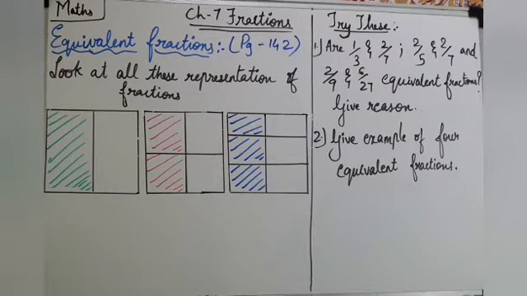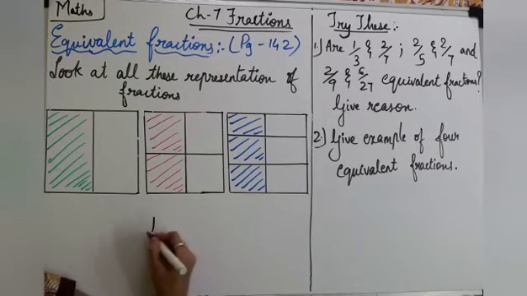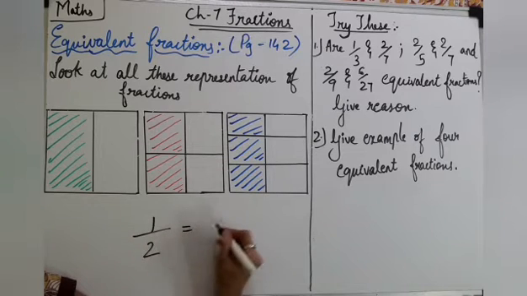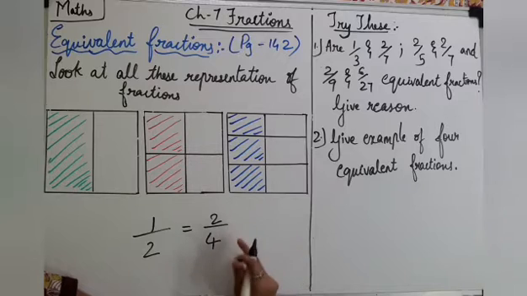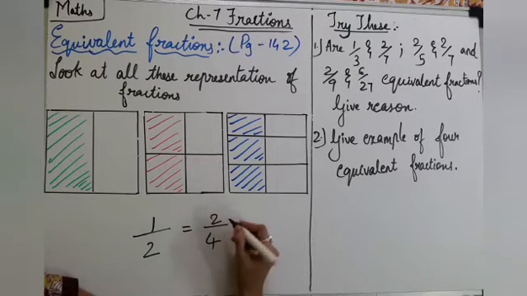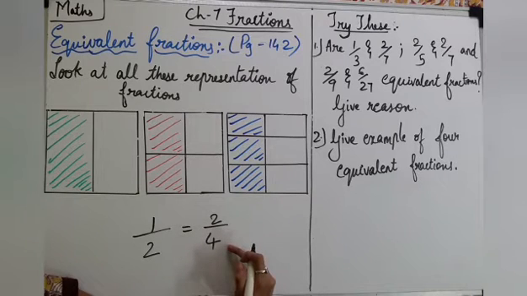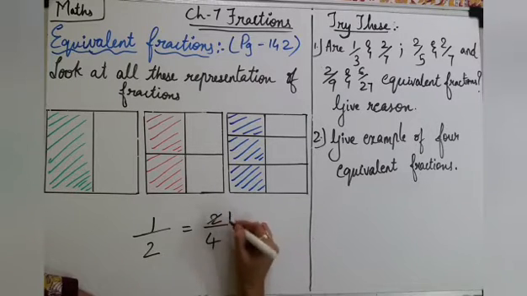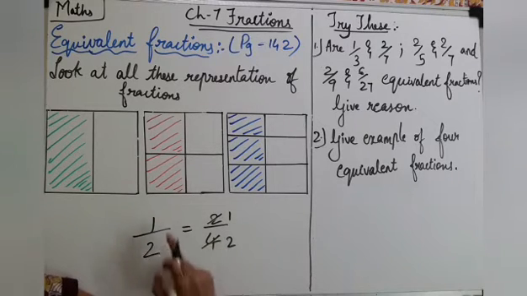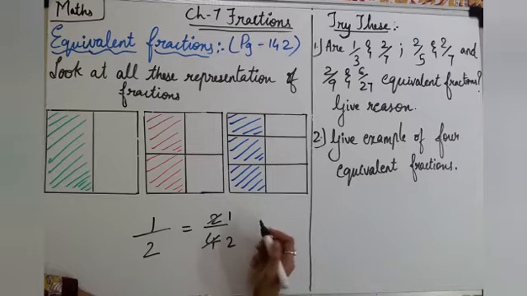Okay, I'll give you one example. From the starting I am explaining to you, 1 upon 2 is equal to 2 upon 4. We have done this on the number line, you remember? So if we simplify 2 upon 4, what will we do? We will see that 2 and 4 come in which table. It comes in the 2 table. So 2 ones are 2 and 2 twos are 4. So see, it comes 1 upon 2.